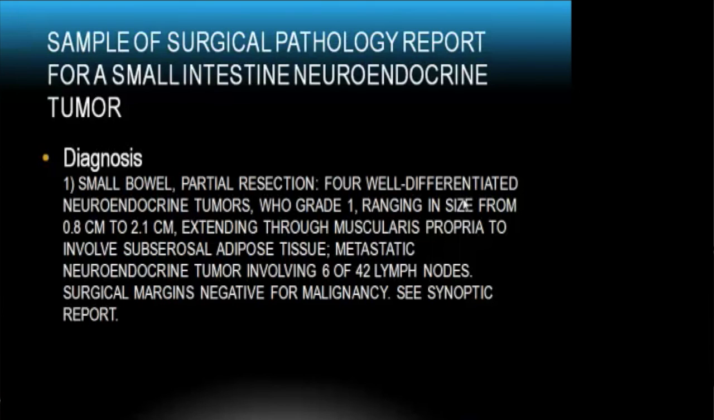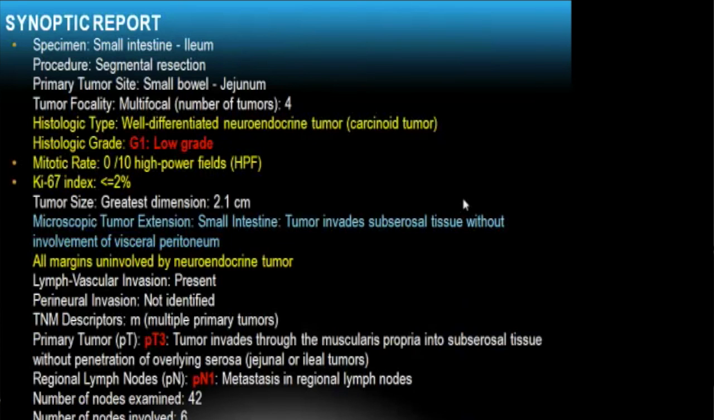And then in the synoptic report, we give this essential information in a little bit more detail. In there, we also tell you what the mitotic rate is and what the Ki-67 index is, along with all this information. We always provide you the T stage, N stage, and M stage. So that is our diagnosis format.